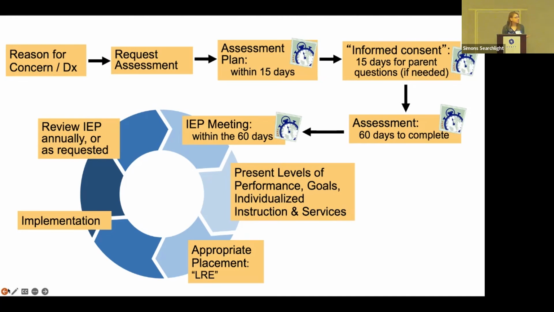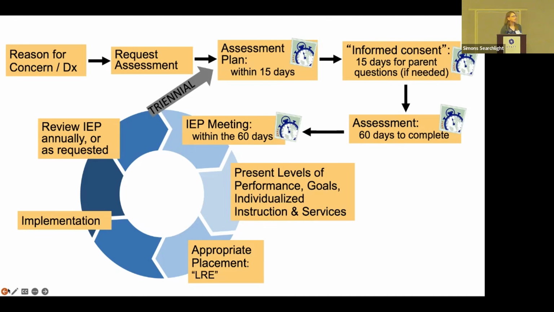At the end of the year, the IEP is going to get reviewed. You as a parent have the right to request an IEP meeting at any time. You don't have to wait for the annual review, but it is automatically reviewed annually. You guys will meet again, talk about how much progress the child made. Do we need to change anything for the next year?